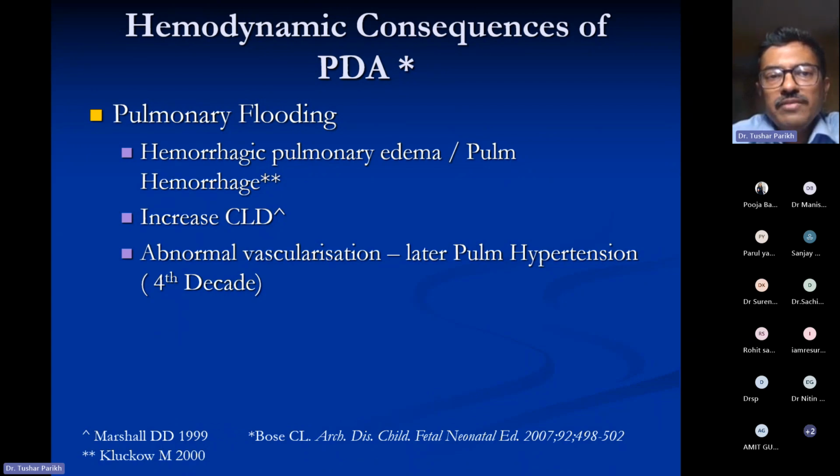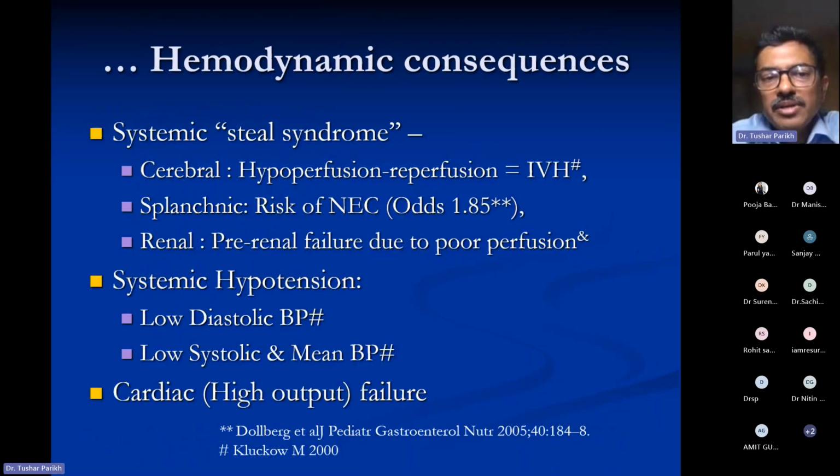Also, the PDA may lead to systemic steal, where there is a steal of blood from the cerebral circulation leading to perfusion reperfusion injury. There may be steal from the splanchnic circulation leading to necrotizing enterocolitis, and sometimes it may lead to pre-renal azotemia or renal failure because of the poor perfusion. Sometimes it may lead to systemic hypertension.